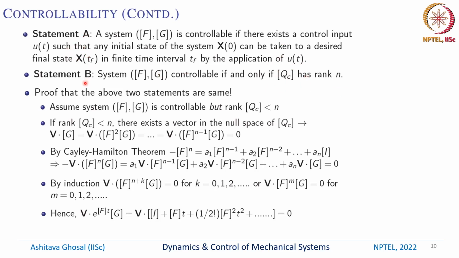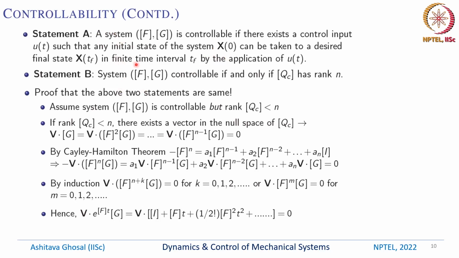Now let us prove that statement A and statement B are the same. This is one way of defining a controllable system, and this is another way of defining a controllable system. This is the definition or derivation according to Kalman, and this is a very basic notion of what is controllable. So let's start with the proof. First we will prove that A implies B, and then we will show that B implies A.